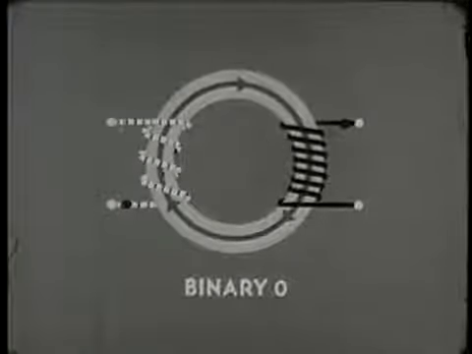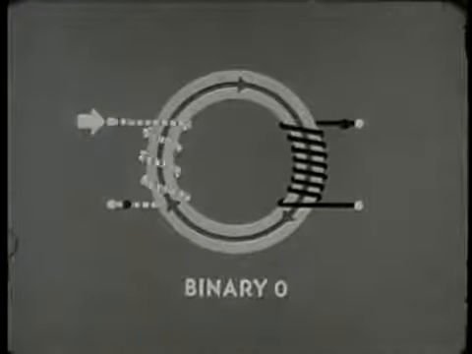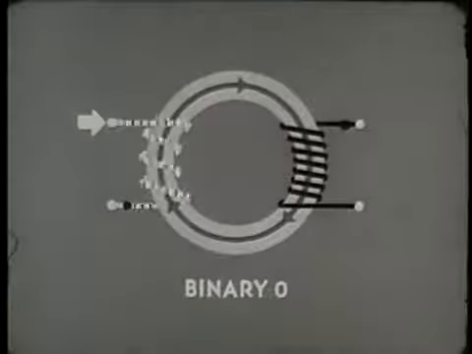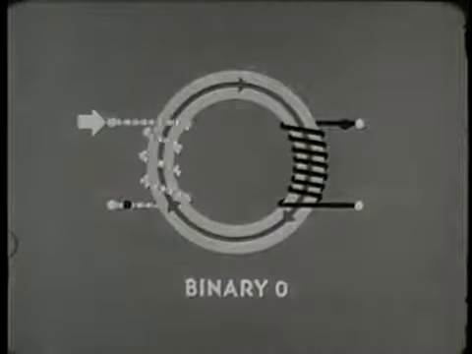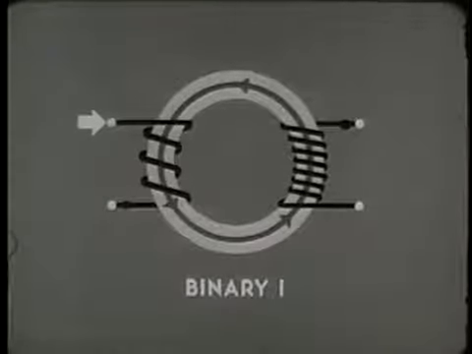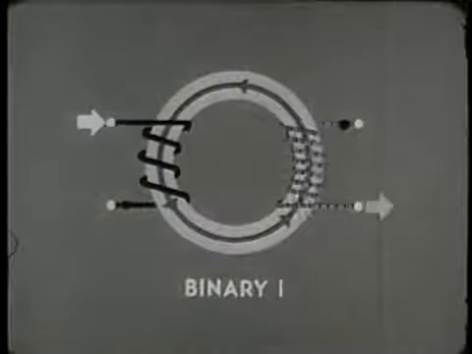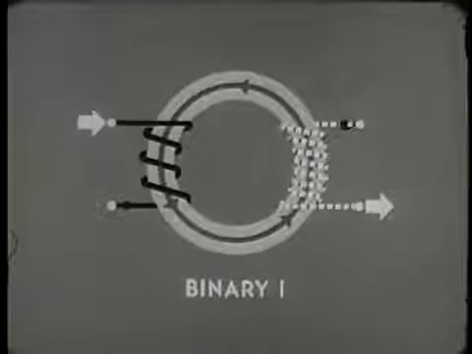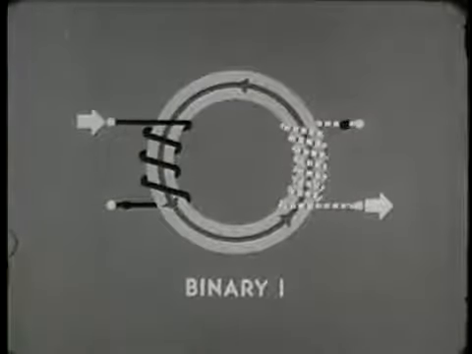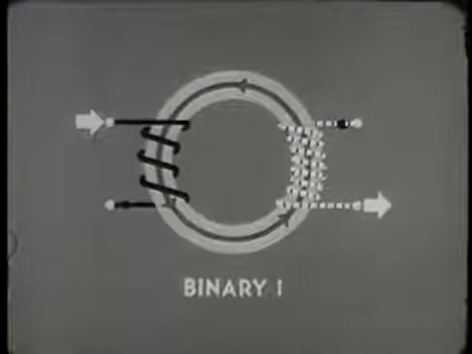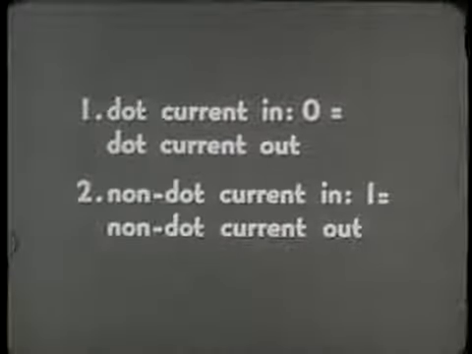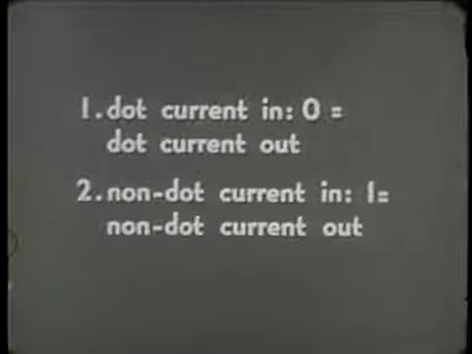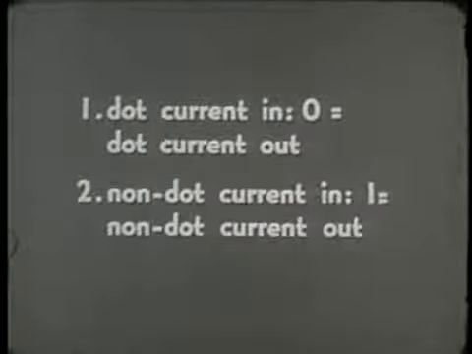if we send current in the opposite way, into the non-dot side of the input winding, the direction of flux in the core is reversed, switching it to binary 1, and produces a current that flows out of the non-dot side of the output winding. To repeat, a non-dot current input results in a non-dot current output. Remember these two rules. Dot current in results in binary 0 and dot current out. Non-dot current in results in binary 1 and non-dot current out.